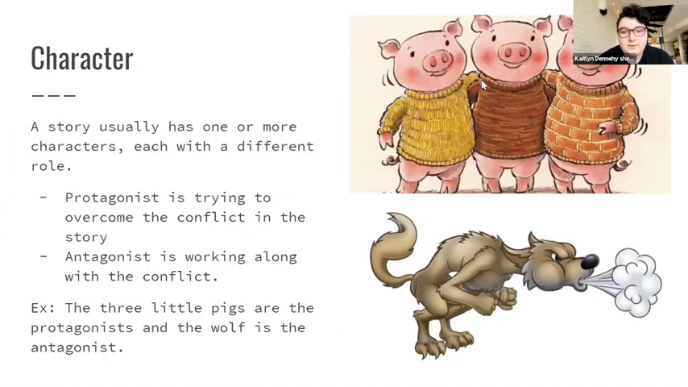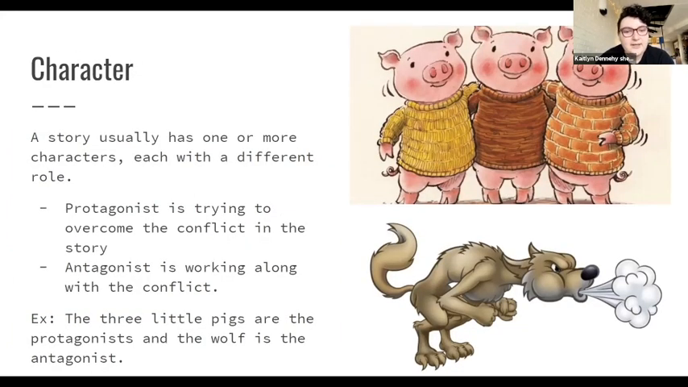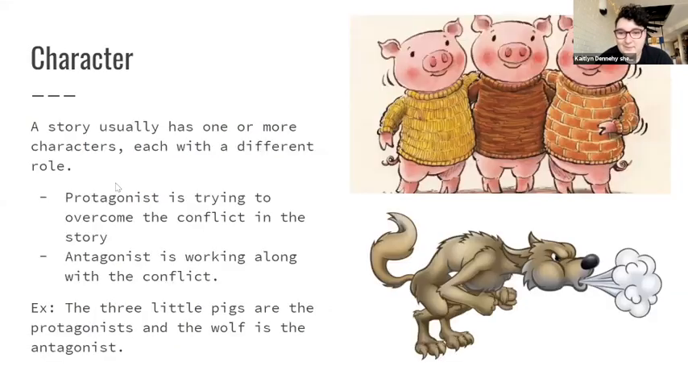Character: a story usually has one or more characters. Each character has a different role. In many cases, there is a protagonist, sometimes an antagonist. The protagonist is working to overcome whatever conflict there is in the story. The antagonist is working against the protagonist. The Three Little Pigs in this story would be protagonists. The wolf is the antagonist. The antagonist doesn't always have to be a villain, doesn't always have to be bad. Point of view.